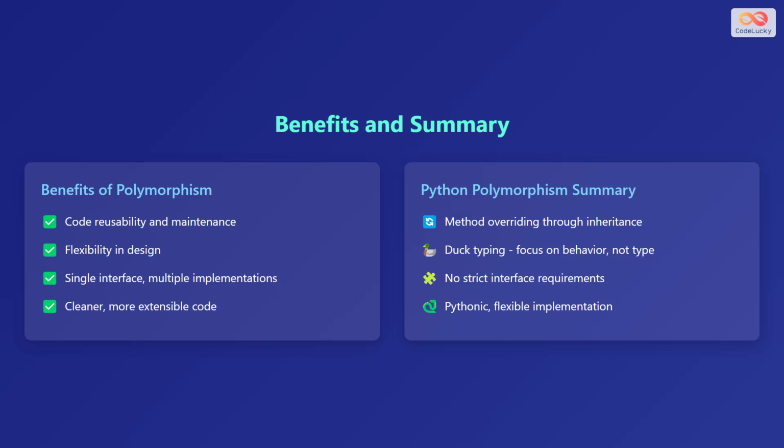Polymorphism offers several benefits, including code reusability and easier maintenance, flexibility in design, enabling a single interface with multiple implementations, and ultimately resulting in cleaner, more extensible code. In summary, Python achieves polymorphism through method overriding using inheritance, and through duck typing, which focuses on behavior rather than strict type requirements, offering a Pythonic and flexible implementation.